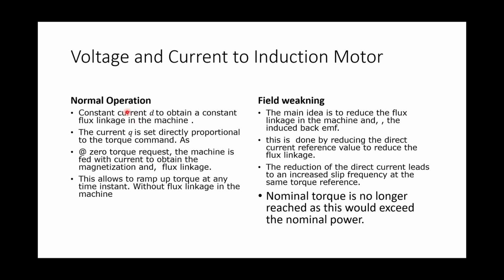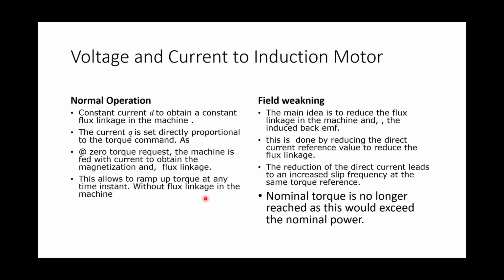With normal operation, the drive will give a constant D current and constant flux linkage to the machine. How will it help? It will help to always have flux in the machine, and then the Q current is set as per the demand, the torque demand or the machine demand. So your machine is always ready to ramp up whenever there is a requirement, without any flux linkage, without any flux build-up.